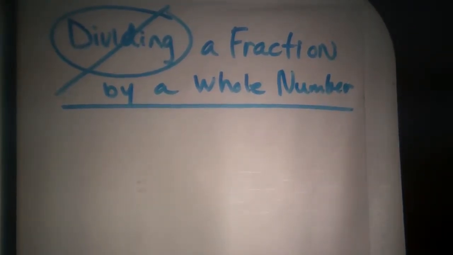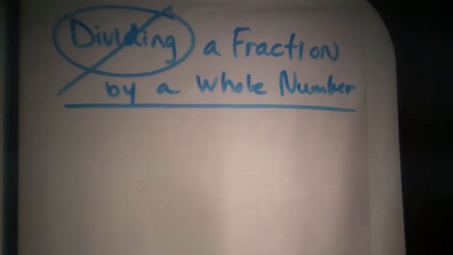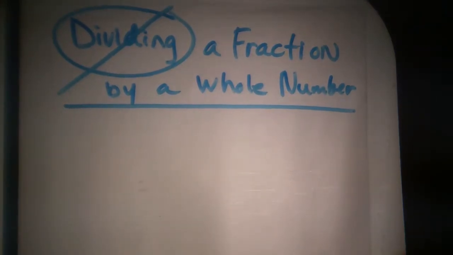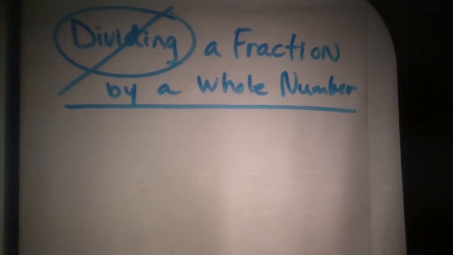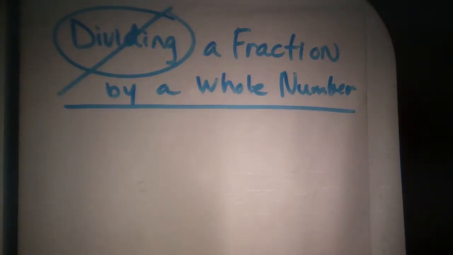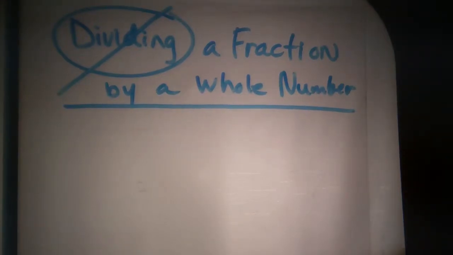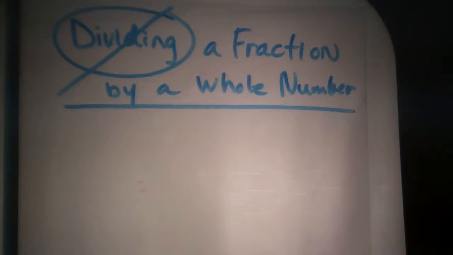Alright, today, 5th grade, we're going to be dividing a fraction by a whole number. I put the cross through this dividing because you can remember that we don't divide fractions. We simply do the reciprocal and multiply. So let's look at our first example. This is on page 185.